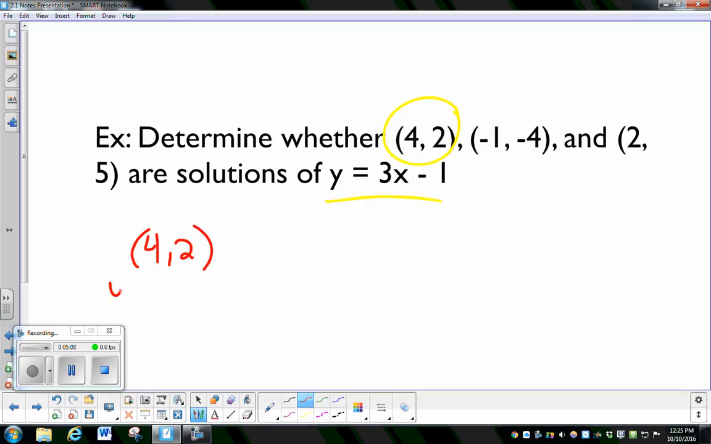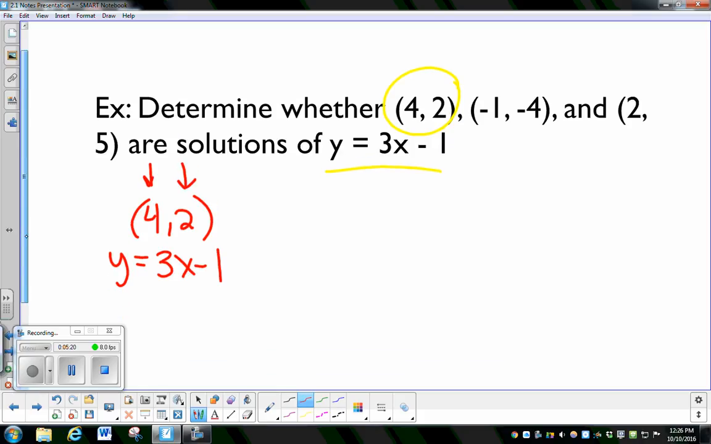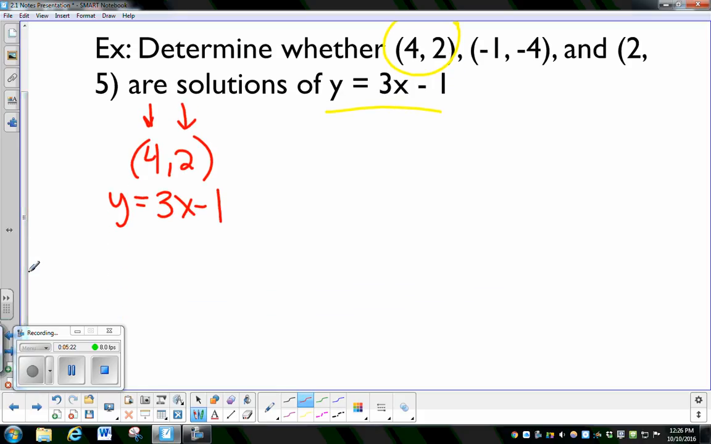And we're plugging it into this equation, y equals 3x minus 1. When it asks if it's a solution, basically what it means is if we plug a 4 in for x, is y actually 2? Do those values work at the same time? So it's also asking, is this point on the line if we graphed this equation? So that's kind of asking two things here, because it all kind of means the same thing.